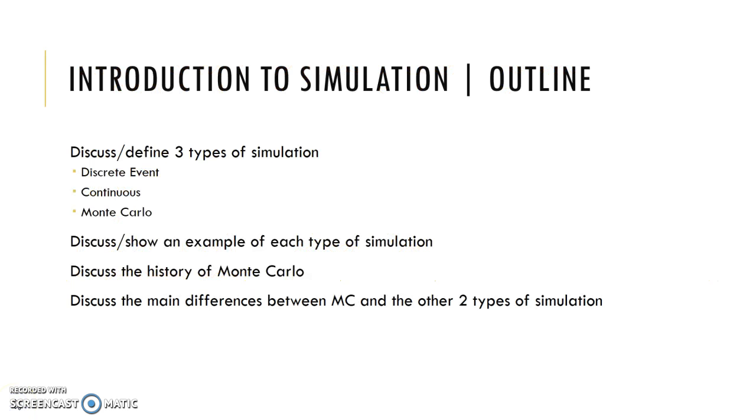Okay, so here's the outline for our video. The 3 types of simulation are going to be discrete event, continuous, and Monte Carlo. We're going to discuss and show an example of each type of simulation, discuss the history of Monte Carlo, and we're going to discuss the main differences between Monte Carlo and the other types of simulation.